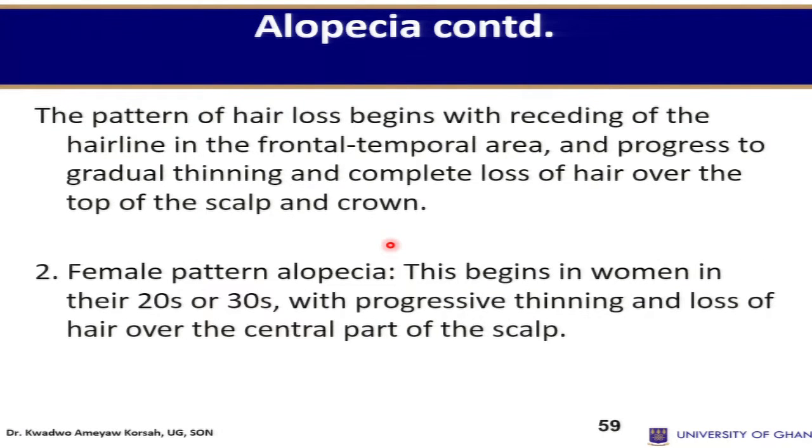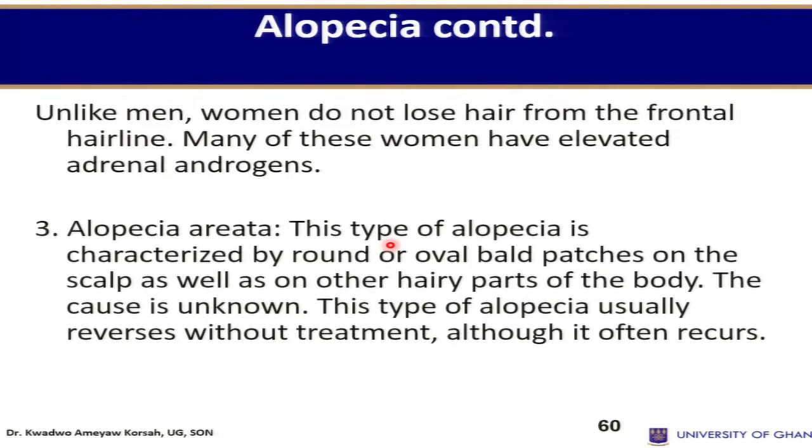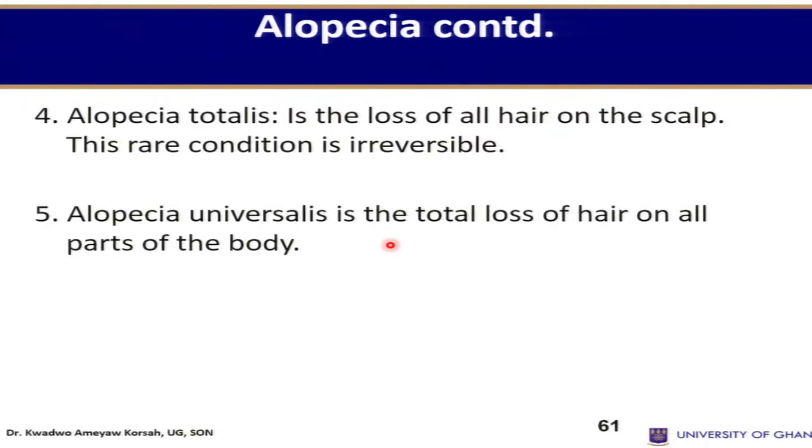And then we also have the female pattern. And then other types, we have the alopecia areata. This type of alopecia is characterized by round or oval bald patches on the scalp as well as on the other hairy parts of the body. And then alopecia totalis, which is the loss of hair on the scalp, and this is a rare condition and it's irreversible. And then we have alopecia universalis, which is the total loss of hair on all parts of the body.